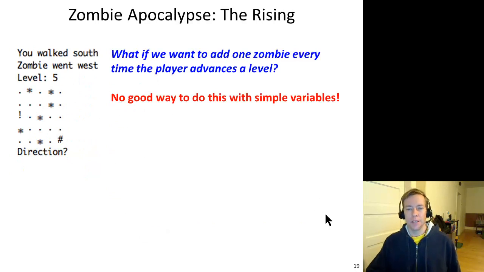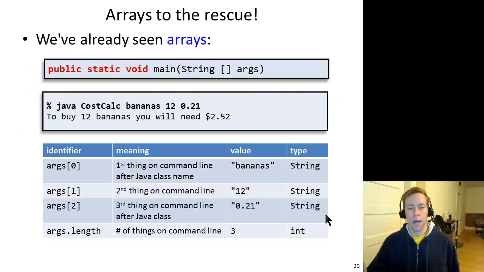Well, I mean, you can see this is getting a little tedious. What if I wanted a game where every level there's an additional zombie? There's really no good way to do this with just the simple variables you've learned about so far. It just gets really tedious to represent this way. And so arrays are what we want, or one way we can address this.